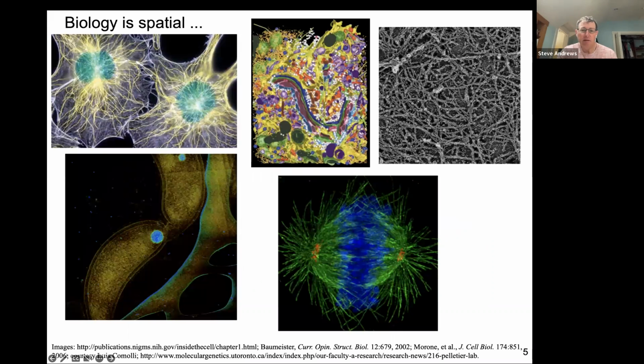Also, biology is spatial. That's a good reason why a lot of biologists use microscopes, because it is fundamentally a well-organized system with spatial structure. Here is a variety of fun pictures from the web and from colleagues that show lots of amazing structure in biology.